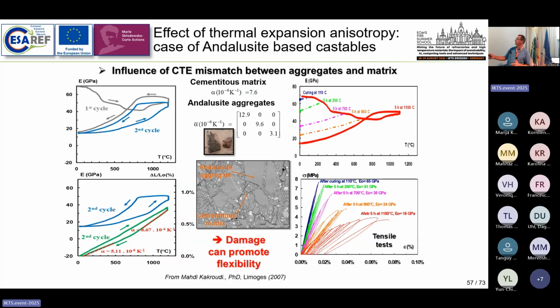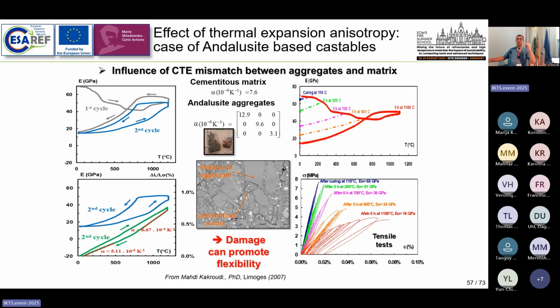Andesite, this is again andesite with single crystal. Thermal expansion mismatch between the different crystallographic axes. You can see the hysteresis corresponding to micro crack closure and opening, and you can see the consequence of the introduction of cracks. You have a decrease in strength.